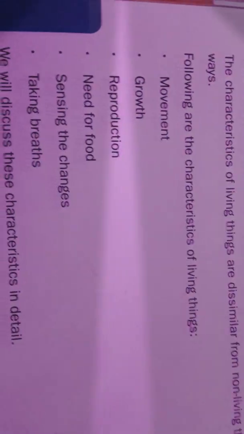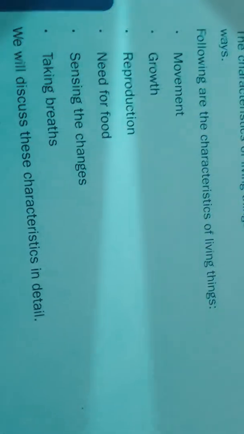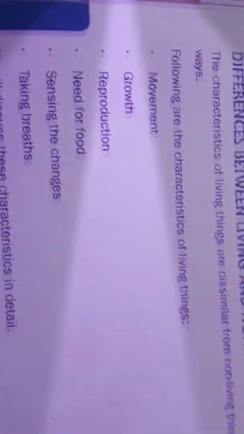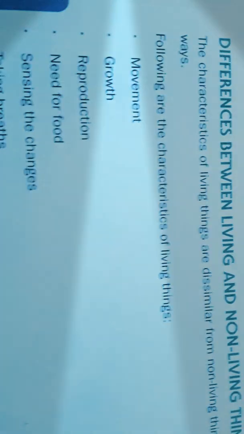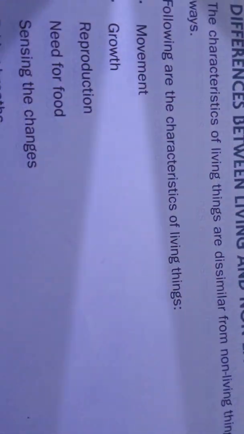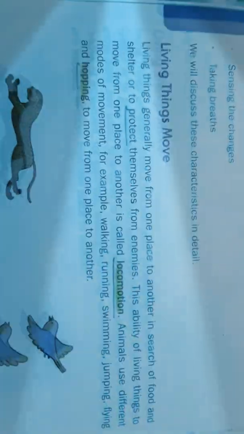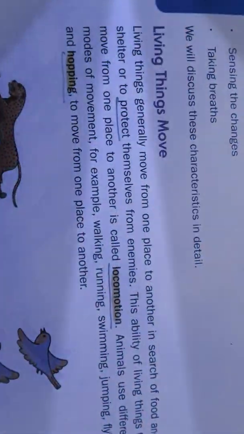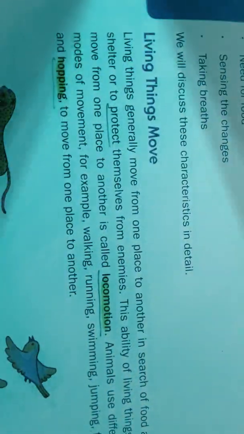So we have to discuss the characters of living things, mainly the 6 characters. See here, what are the characters? Movement, growth, reproduction, need for food, sensing the changes and taking breaths. In these characters, how are living things dissimilar from non-living things? We have to take a close look at the characters. Character 1: living things move. Living things generally move from one place to another place, which we call locomotion.